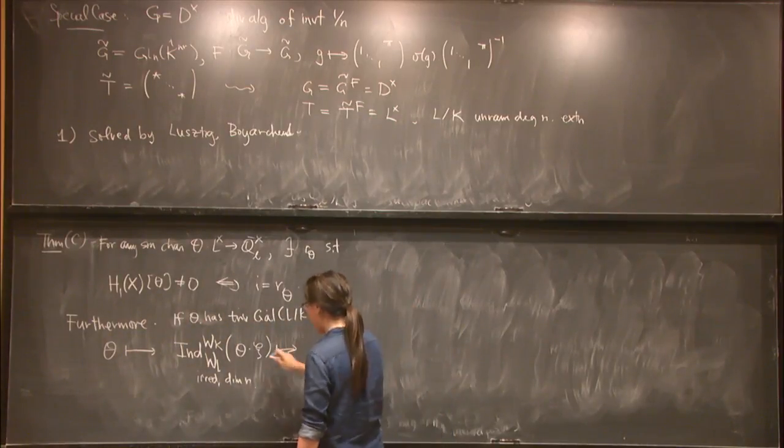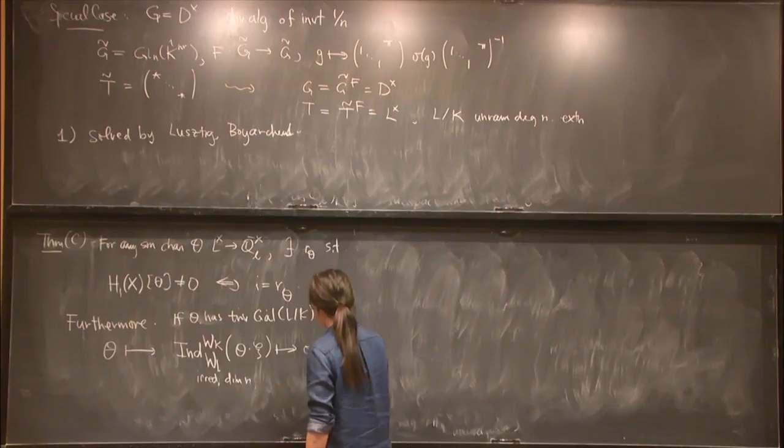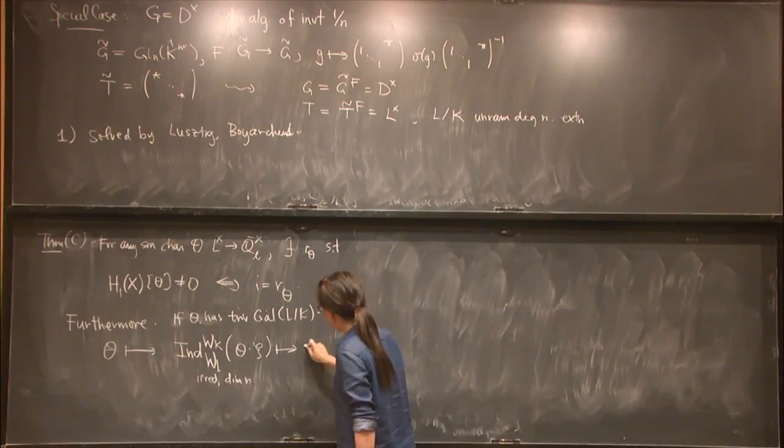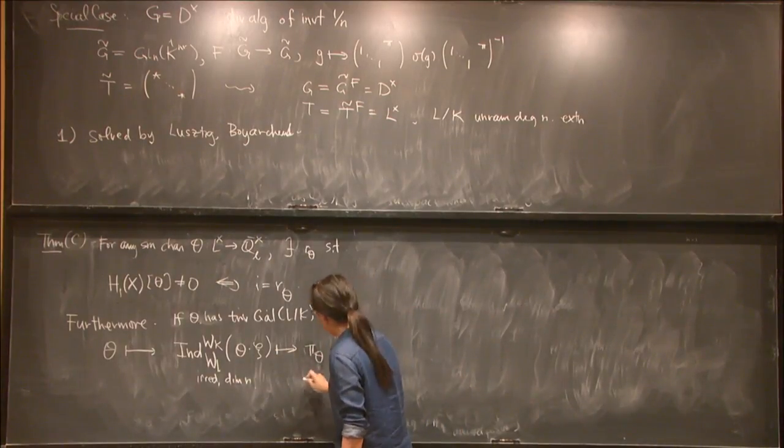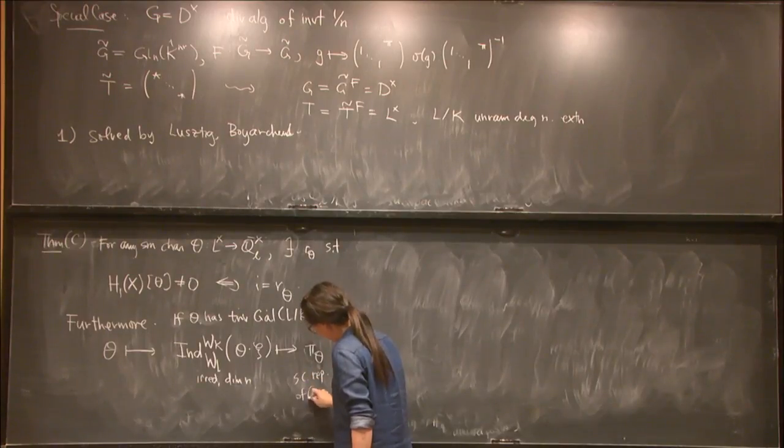Now, local Langlands tells us that from this I can associate a supercuspidal representation of GL_n.